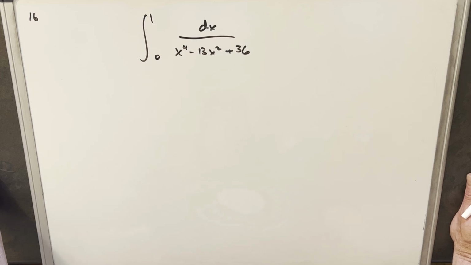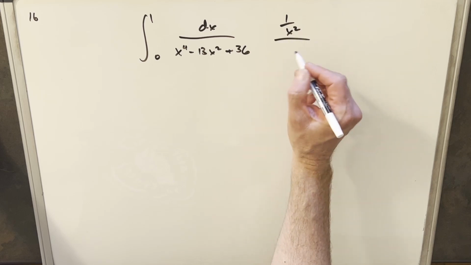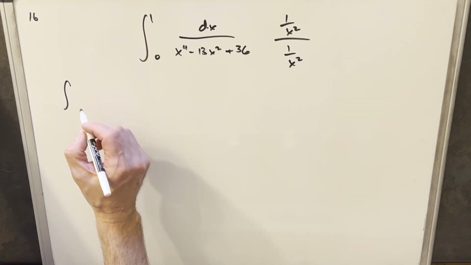I can provide a link to the other video, but I wanted to do it this time a different way. The first time I did this, I was using partial fraction decomposition. And this time around, I'm just going to provide an alternate to that method. So let's get started with this. What I want to do to begin is multiply my numerator and denominator by 1 over x squared. And this is really going to change the shape of things.